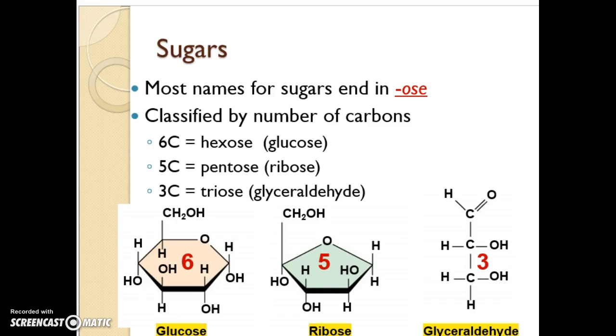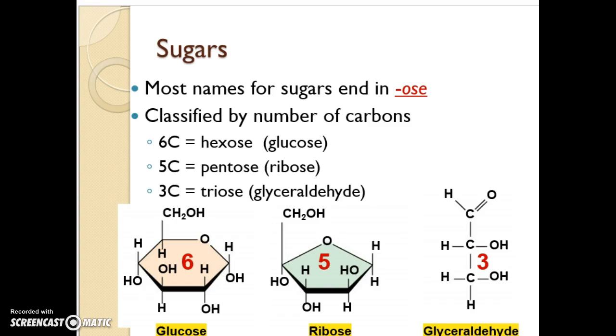So the first biomolecule we want to take a look at is sugars. Most names for sugar end with OSE, like glucose, sucrose, lactose. And they're classified by the number of carbons that they have. Generally, the monomer of a sugar is going to be 3, 5, or 6 carbons. A 3-carbon sugar is a triose, a 5-carbon sugar is a pentose, and a 6-carbon sugar is a hexose. And the examples are given there.